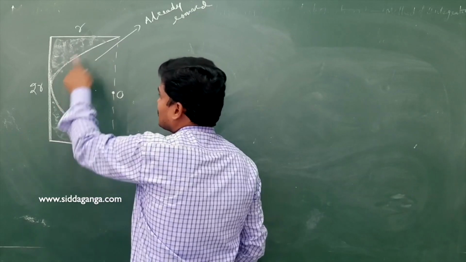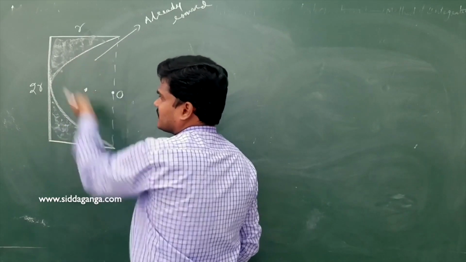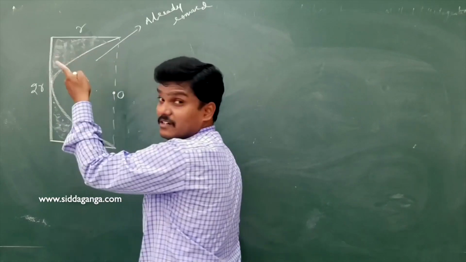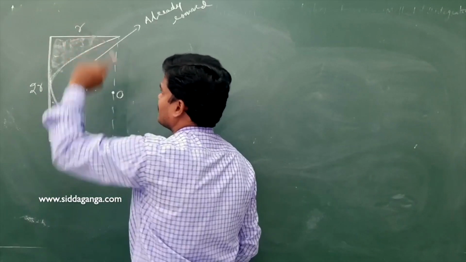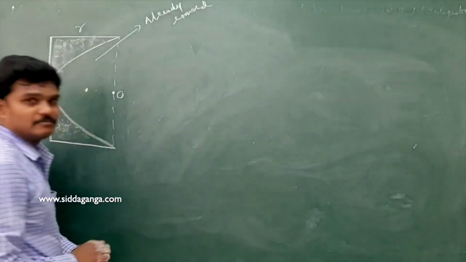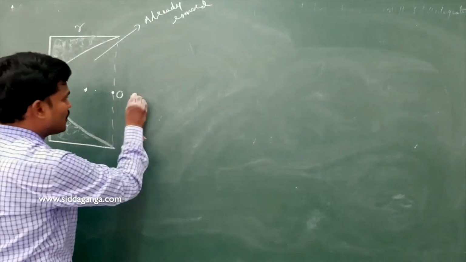And see, this part is like a semicircle. Okay, we'll decide this ring later. And this is like a plate whose sides are given. So let me draw this diagram into two parts.